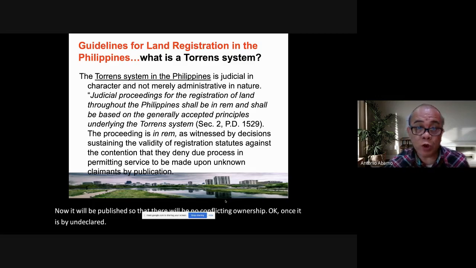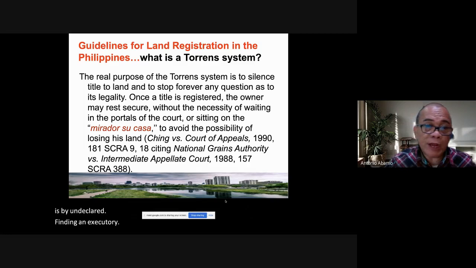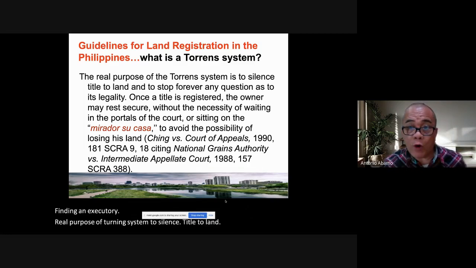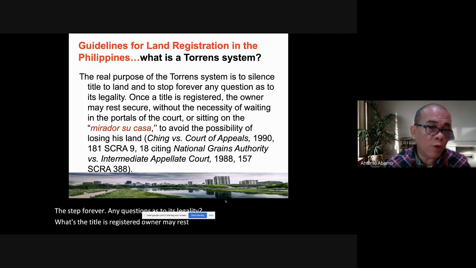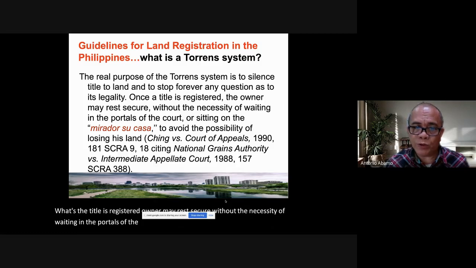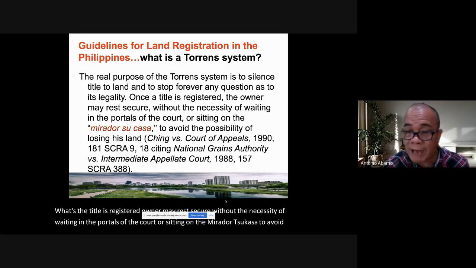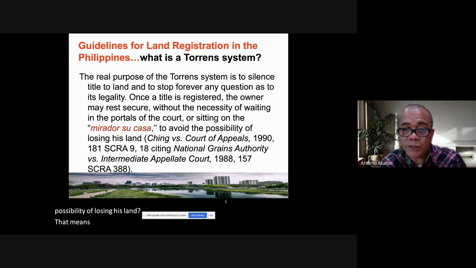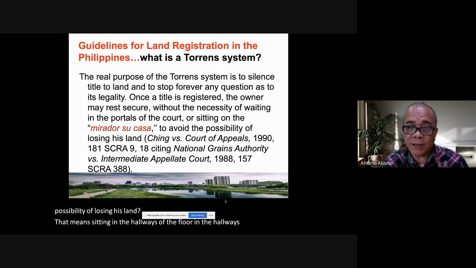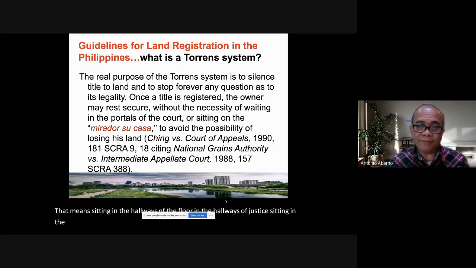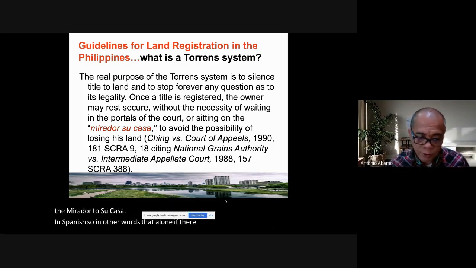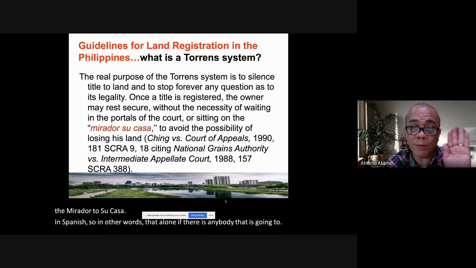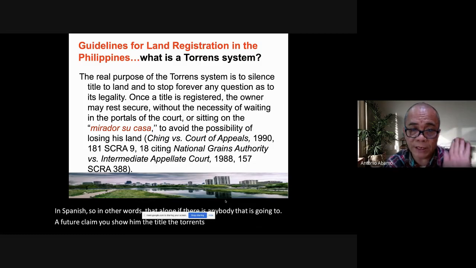binding and executory. The real purpose of the Torrens system is to quiet title to land, to stop forever any question as to its legality. No? Once a title is registered, the owner may rest secure, without the necessity of waiting in the portals of the court or sitting on the miradors of his casa to avoid the possibility of losing his land. That means sitting in the hallways of the court, in the hallways of justice, sitting in the mirador of his casa, in Spanish. So in other words, if there is anybody that is going to refute your claim, you show him the Torrens title, that your ownership is legal, okay?